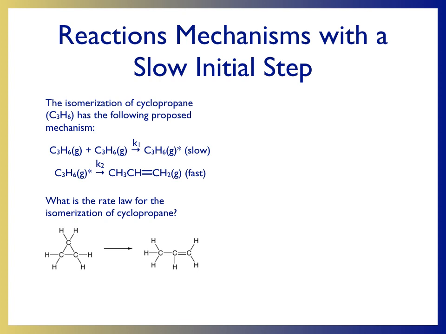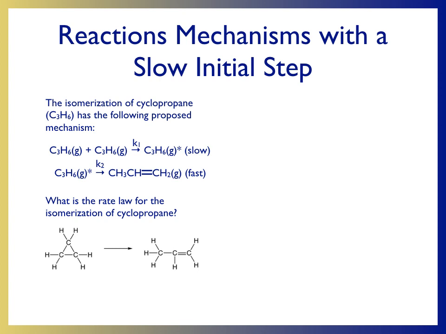Notice that this elementary reaction is not balanced, which is something that can happen if we look at reaction mechanisms. Elementary reactions are not required to be balanced. The asterisk tells us that this molecule has more kinetic energy than it previously did. The second step, which is the fast step, is that the excited cyclopropane molecule now has enough energy to rearrange to form propene.